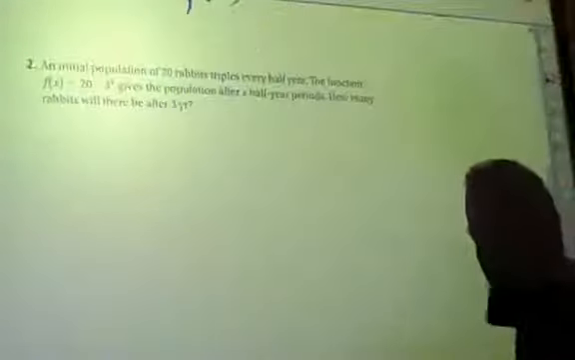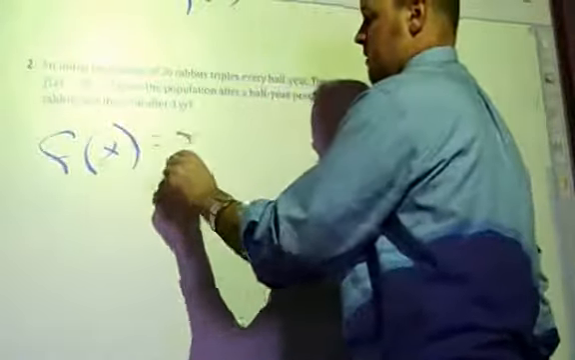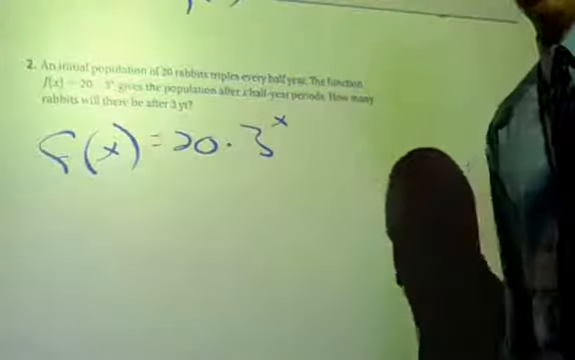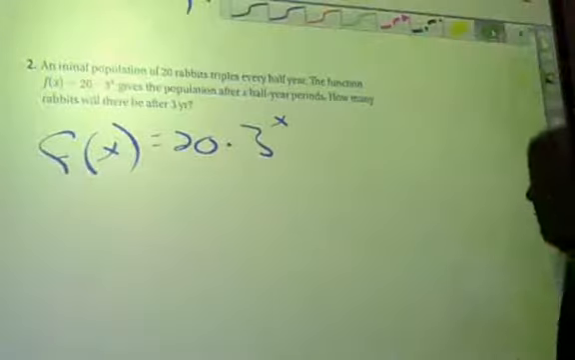Another reading problem involving populations. So f of x equals 20 times 3 to the x power. Before I even read the problem, I knew I'm going to have to use that equation. So let's go back and backtrack and slow down. We're going to slow down the speed up.